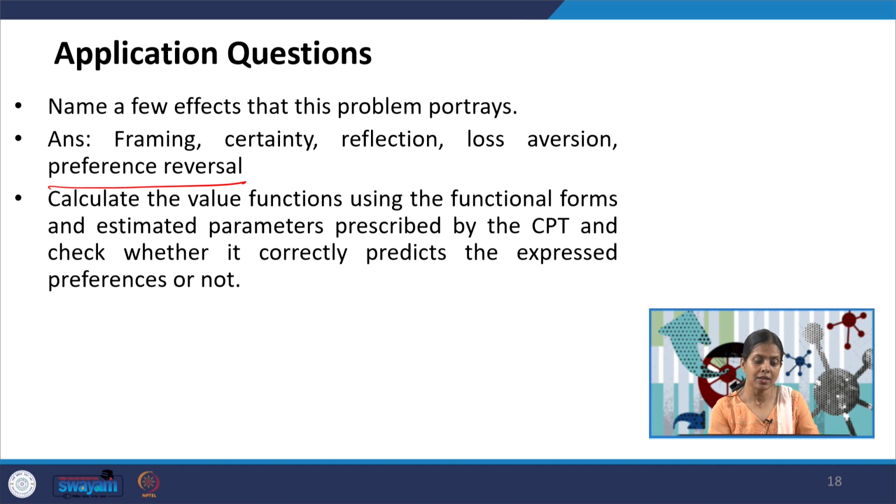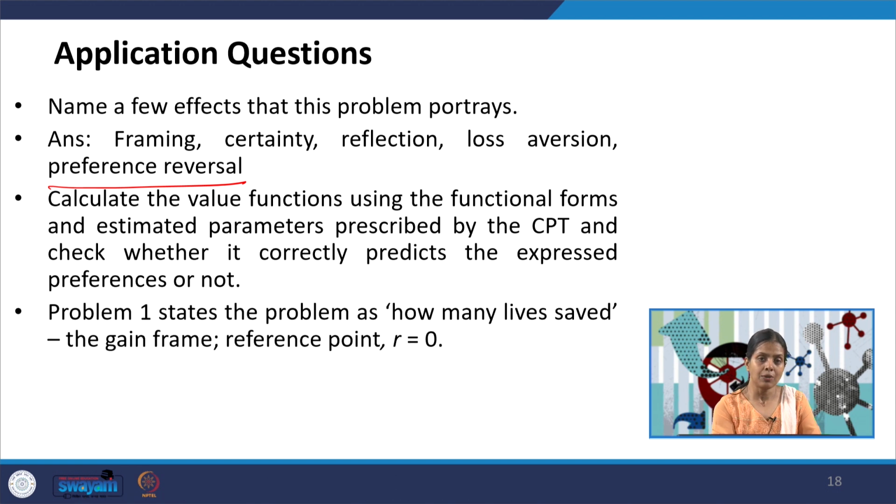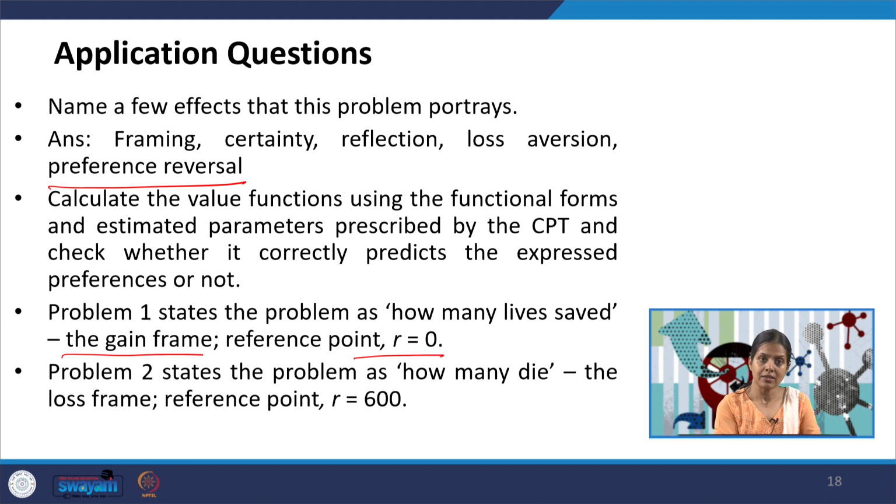preference reversal. Next, let us calculate the value functions using the functional forms and estimated parameters prescribed by the CPT and check whether it correctly predicts the expressed preferences or not. Now, problem 1 states the problem as how many lives saved. So, that is the gain frame, and the reference point is 0. Problem 2 states the problem as how many die, the loss frame. So, that is why the reference point is R equals 600. Now, for how many lives saved, R is equal to 0, because when we begin the problem statement, it initially says that the disease is going to kill 600 people.